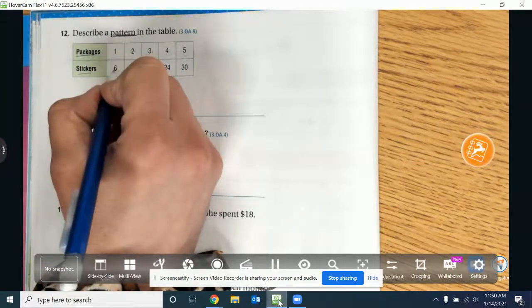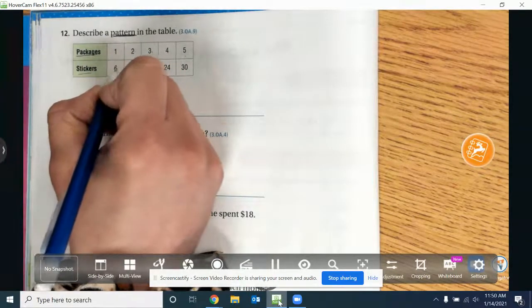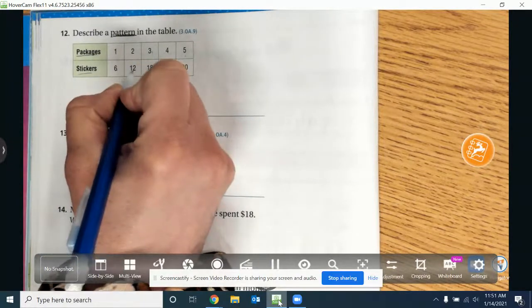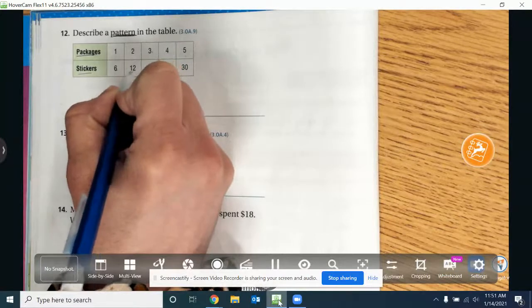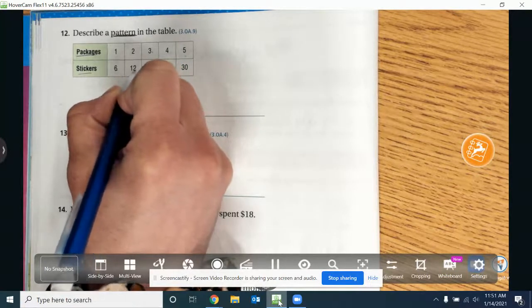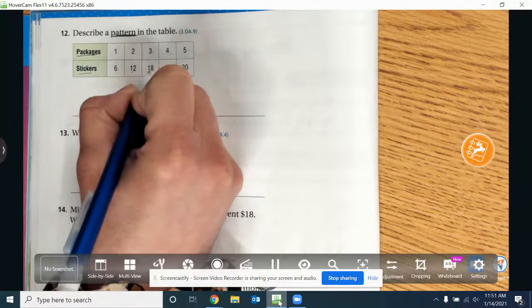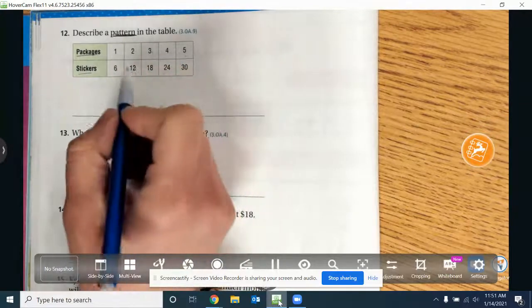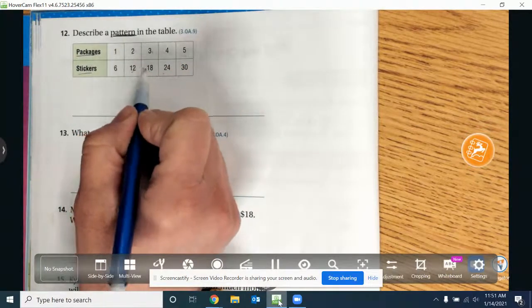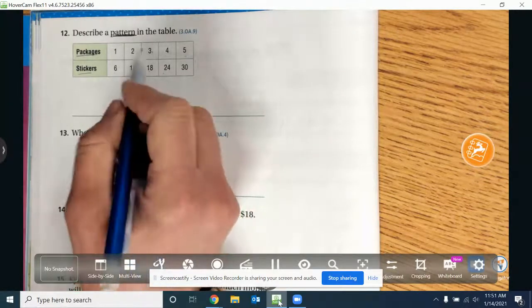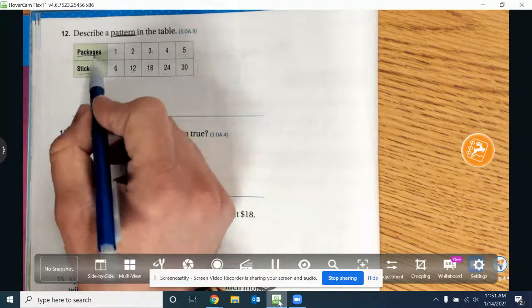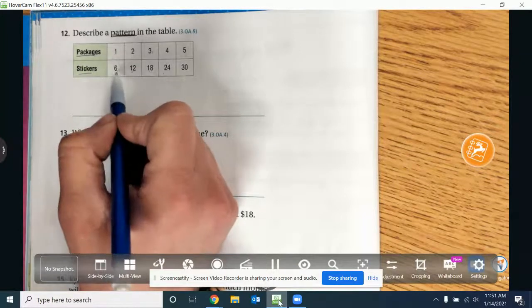So let's see. I know my doubles. I know that 6 plus 6 is 12. Okay, so that works out. What if I add another 6 to the 12? 12 plus 6 gives me 18. The pattern is the stickers are going up by 6. In other words, we are multiplying the packages by 6.